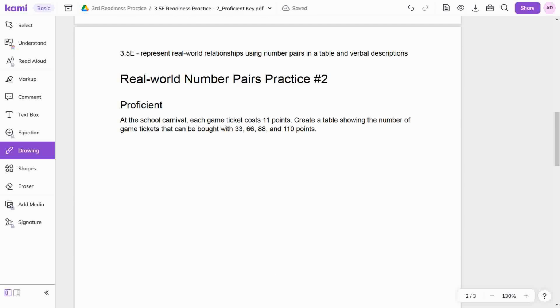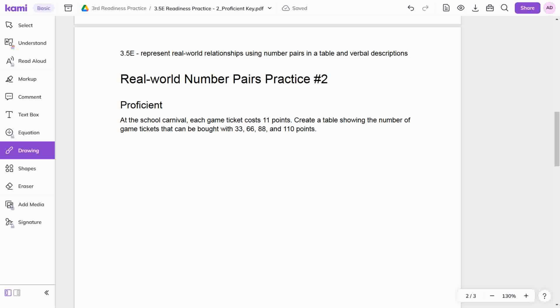So for our second problem, we have a school carnival. Each game ticket costs 11 points. We need to create a table here to show the number of game tickets that can be bought with 33, 66, 88, and 110 points.